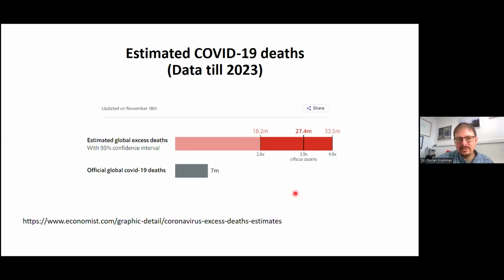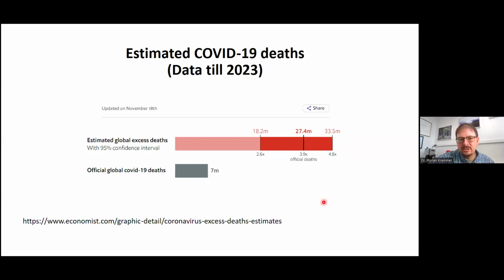Just a brief introduction. We look at the numbers from the pandemic. There are now estimates that COVID-19 actually caused approximately 27 million deaths globally. These estimates include data until 2023. So that's actually a pretty devastating number. The official numbers are much lower, but of course the official numbers often didn't record all the deaths, specifically in low and middle income countries. So this is probably much closer to the truth.